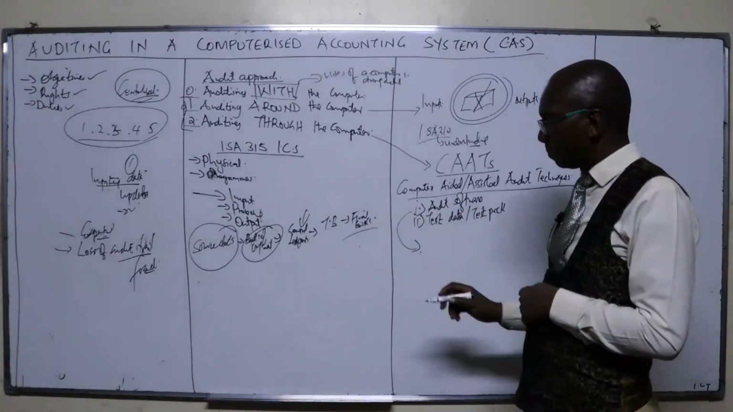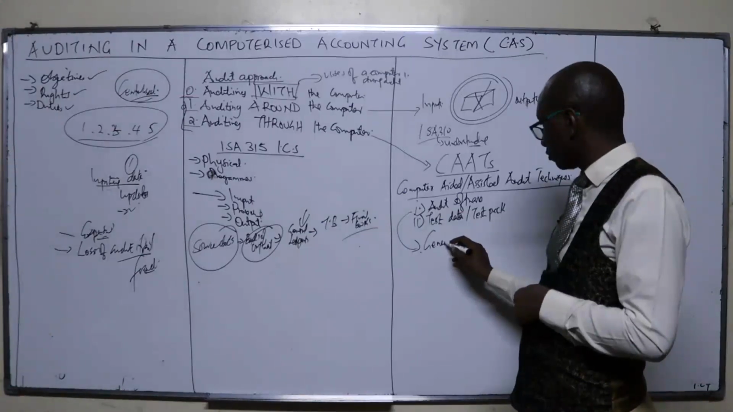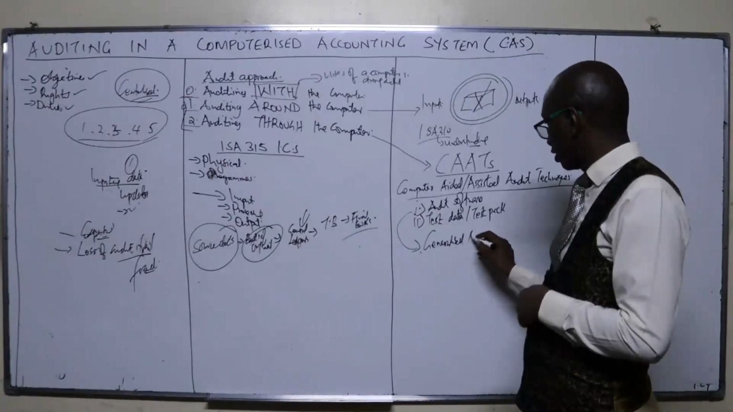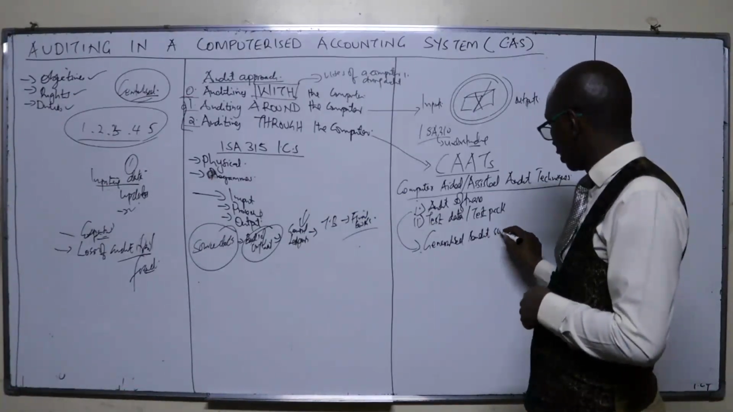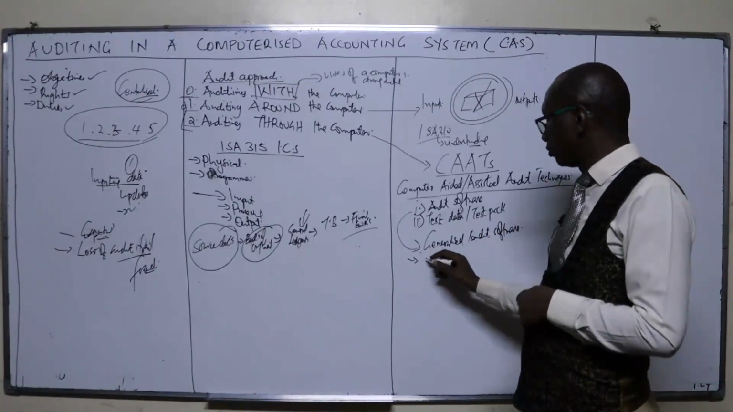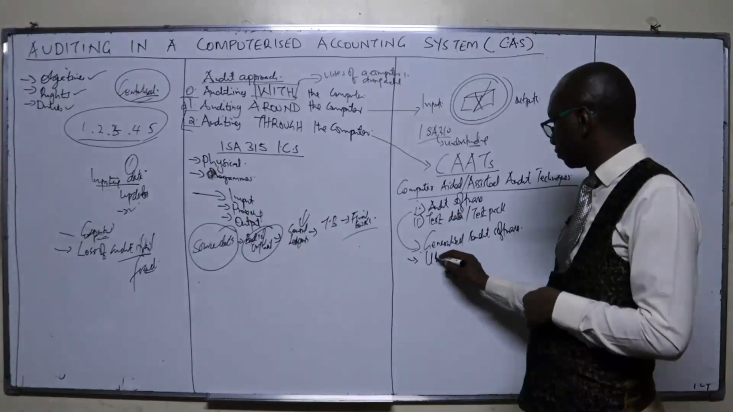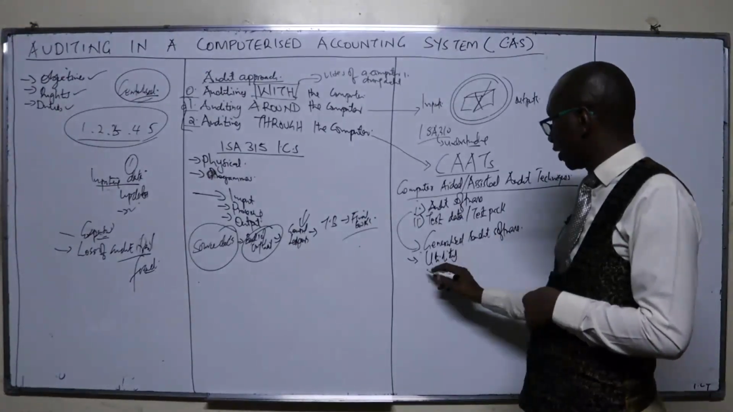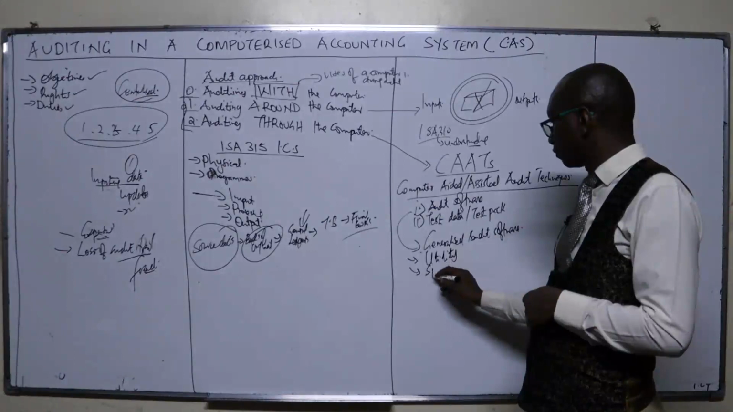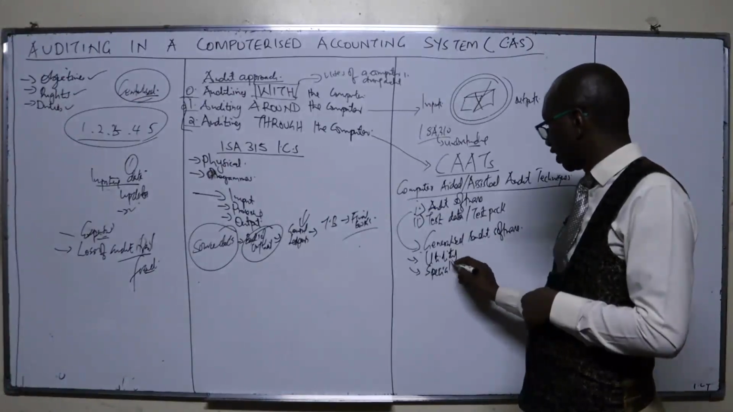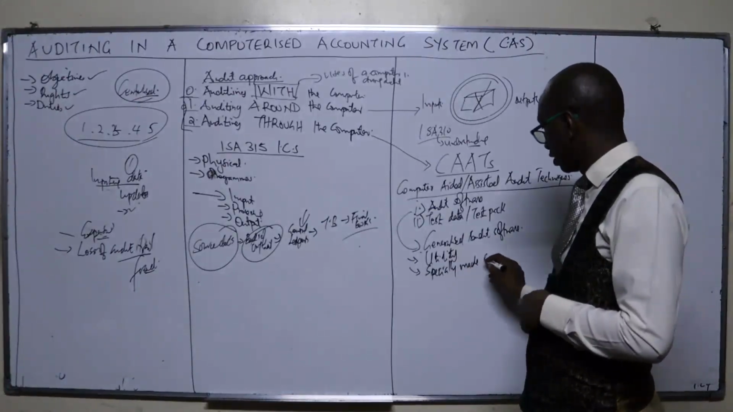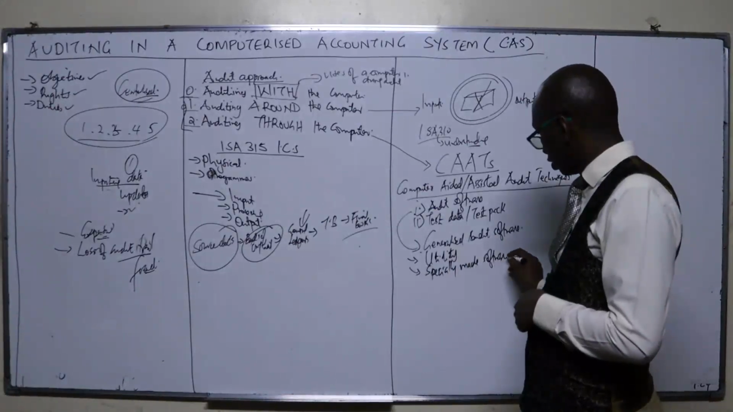We'll talk of generalized audit software. Number two, we talk of utility software. And number three, specially made software.